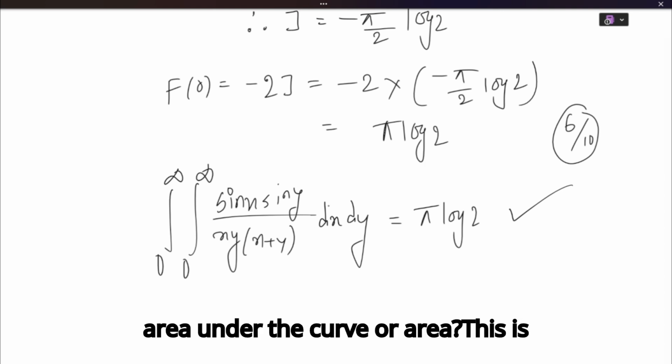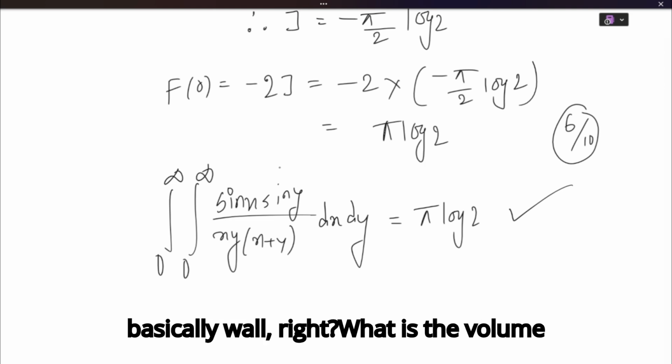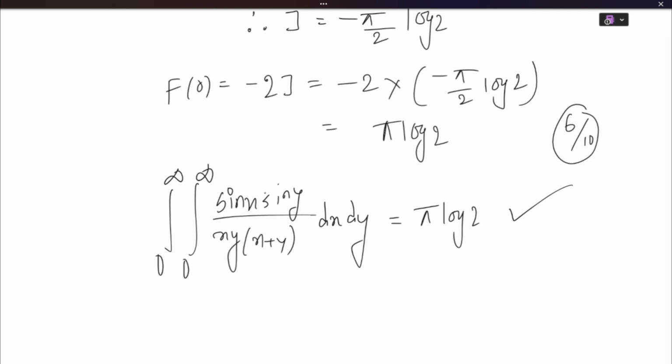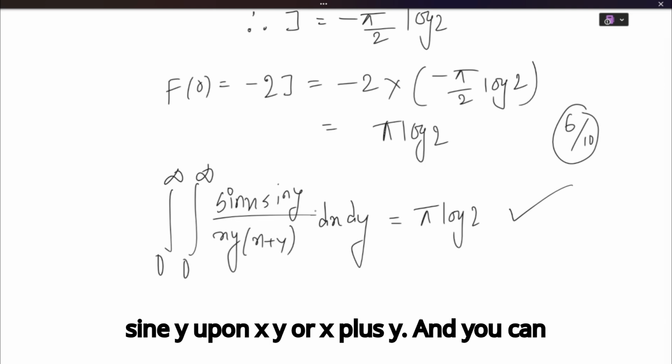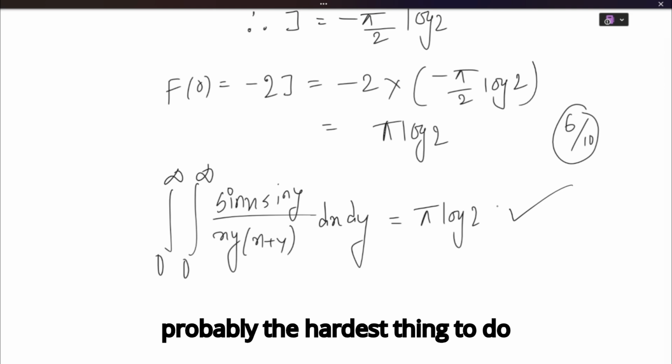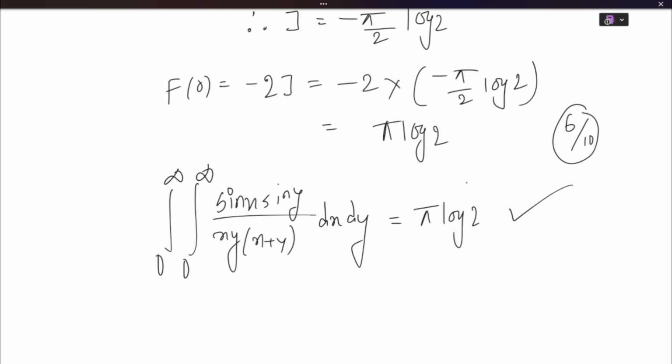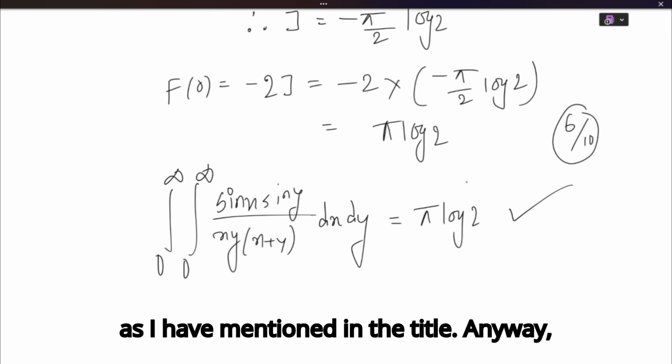We should be searching for the solutions and the methods to go further. Like what is the area under the curve? Like area, this is basically what, right? What is the volume spanned by this curve z equals sin x sin y upon xy or x plus y? And you can generalize it as you want. So this is probably the hardest thing to go right to, as I have mentioned in the title.